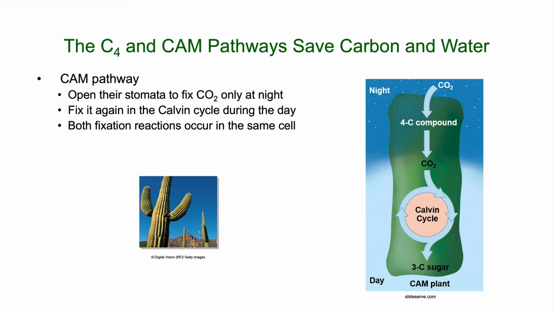CAM plants are even better at saving water. These are going to be your succulents, your cacti that grow in really hot, arid conditions. What they do is they only open their stomata at night. Okay, so they can only fix carbon at night. Again, they turn it first into a 4-carbon compound, then release it as CO2 to go through the Calvin cycle. But these are organisms that have evolved to really minimize their water loss.